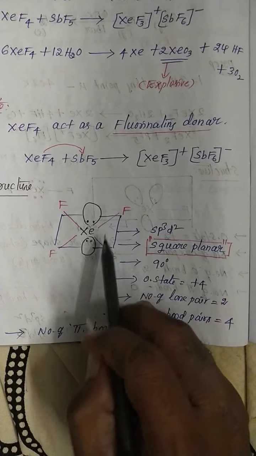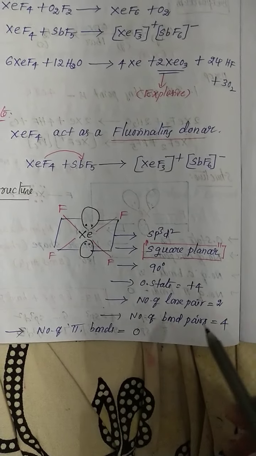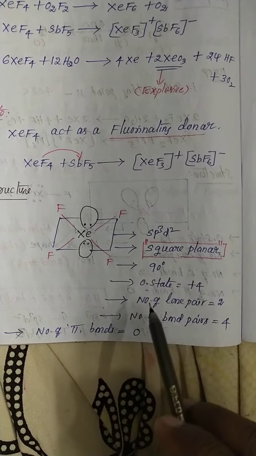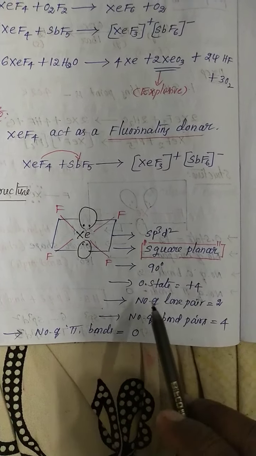Oxidation state: 4 bonds are there. That's why in xenon tetrafluoride, the xenon oxidation state is plus 4. Number of lone pairs of electrons, 2. Number of bond pairs, means 1, 2, 3, 4. Number of pi bonds, there are no pi bonds in xenon tetrafluoride. So see now, my dear students, the important point is that xenon tetrafluoride is a square planar structure, 90 degrees bond angle, sp3d2 hybridization. These 3 points are very important.